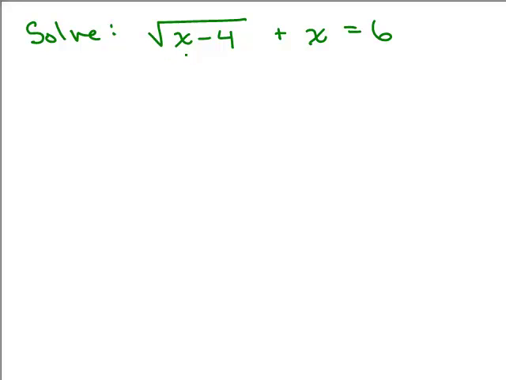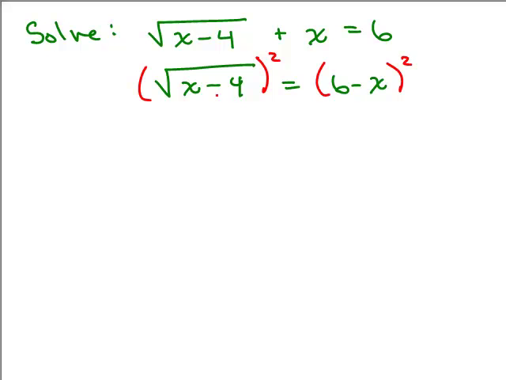When you have a square root in an equation, you need to isolate the square root. So our first step will be to subtract x from both sides. So we have square root of x minus 4 equals 6 minus x. Now that we've isolated the square root, we square both sides.